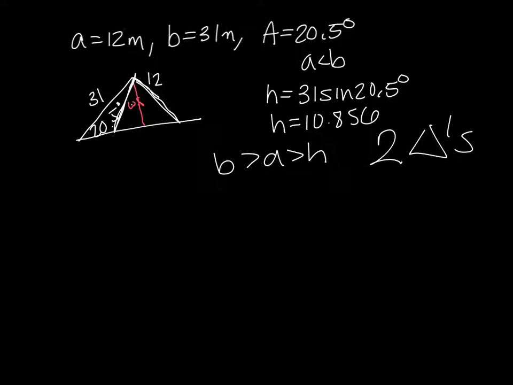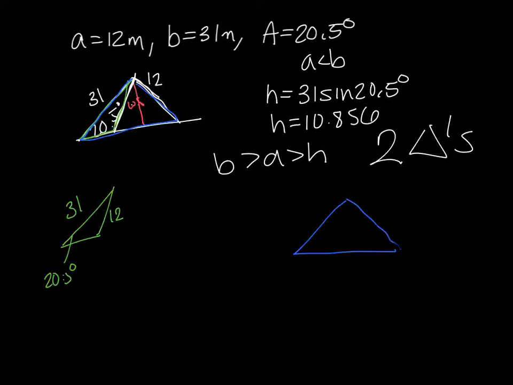Let's make it a green triangle. I have a green triangle right here, so I'm going to draw that right here, where the angle is 20.5 degrees. I have a 31 and I have a 12. Or I have the blue triangle, which I'm going to draw over here, which is 20.5 degrees, 31, and 12. I have two triangles.